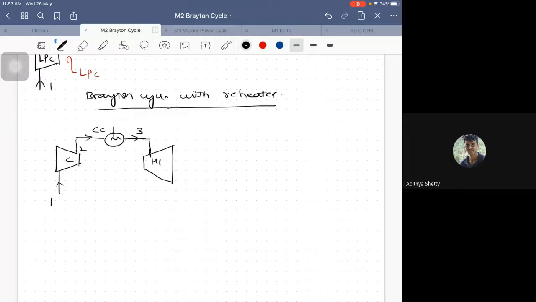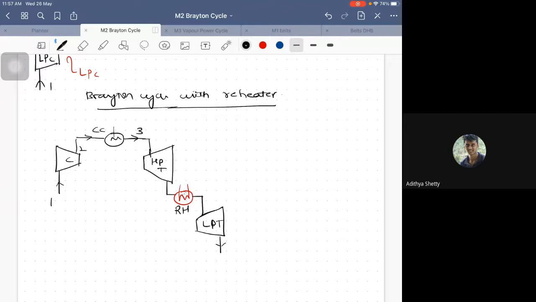High pressure turbine. So the outlet of this is again reheated using a reheater. There would be a reheater arranged like this. From this reheater, it would again be connected to a low pressure turbine. The outlet would come like this. So this is the low pressure turbine and this is the reheater.